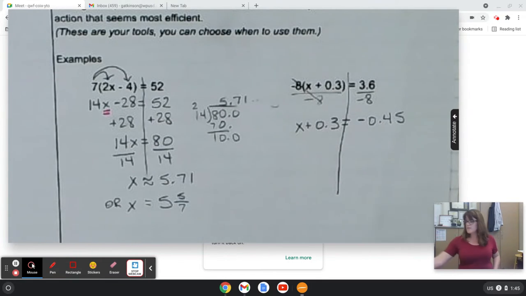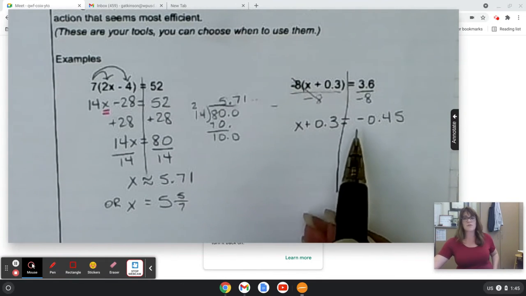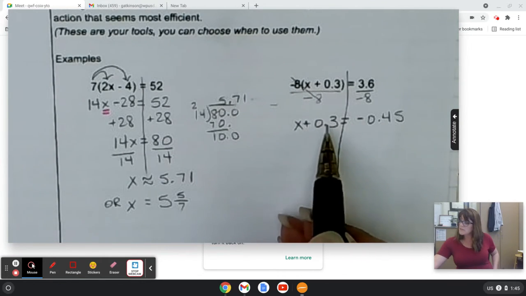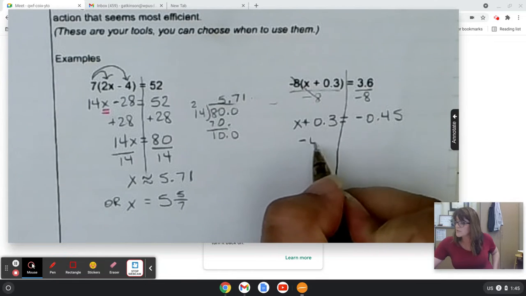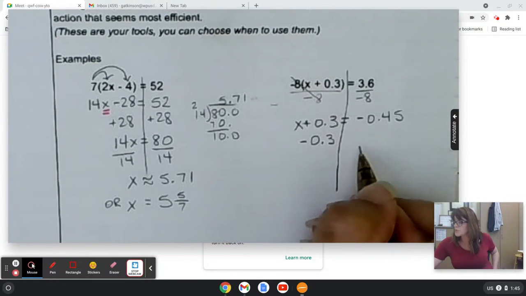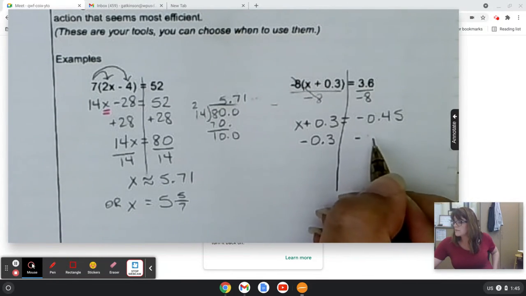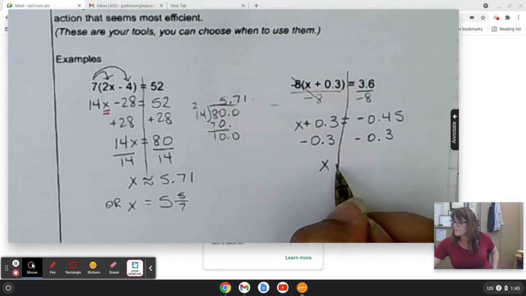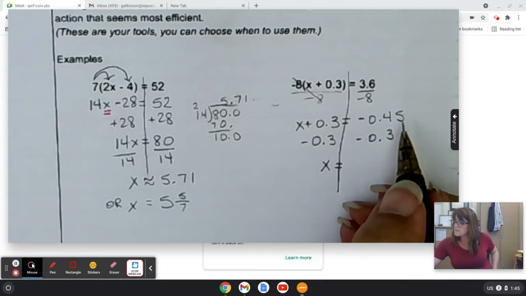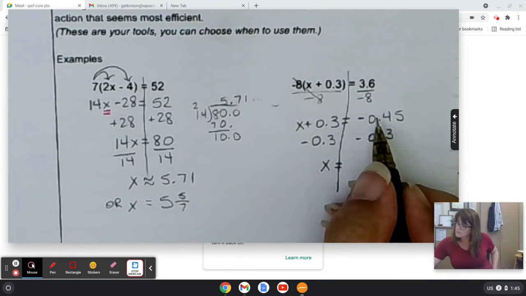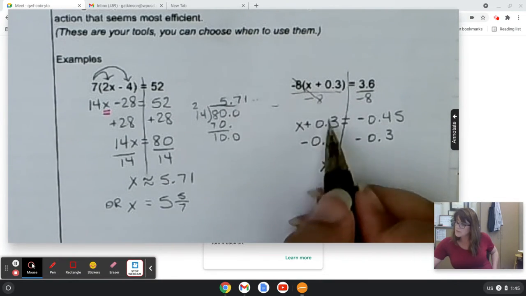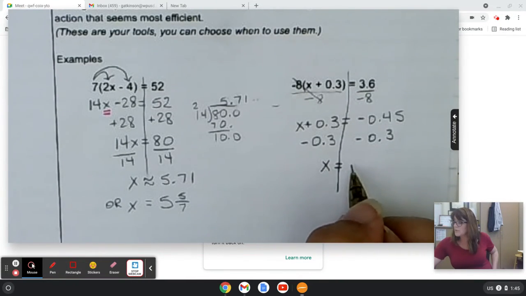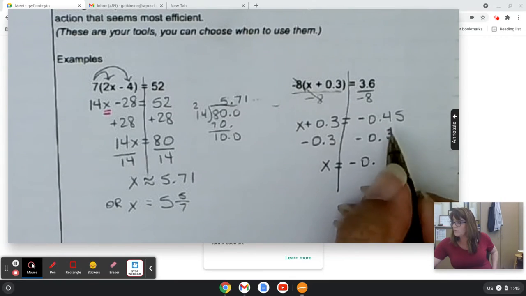Oh, that's a really simple one-step equation now. So now I have plus 0.3. I'm going to use the inverse operation of subtracting 0.3 on both sides. And the value of x is, okay, and notice these canceled out. These are both negative. So I'm going to go deeper into the negative hole.